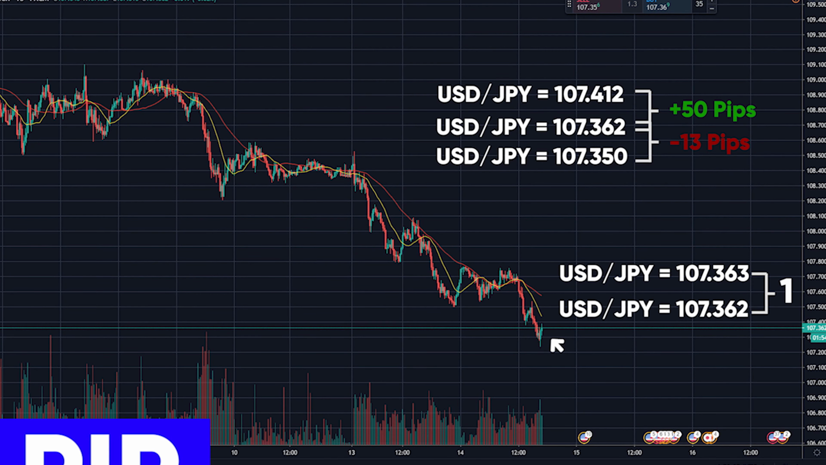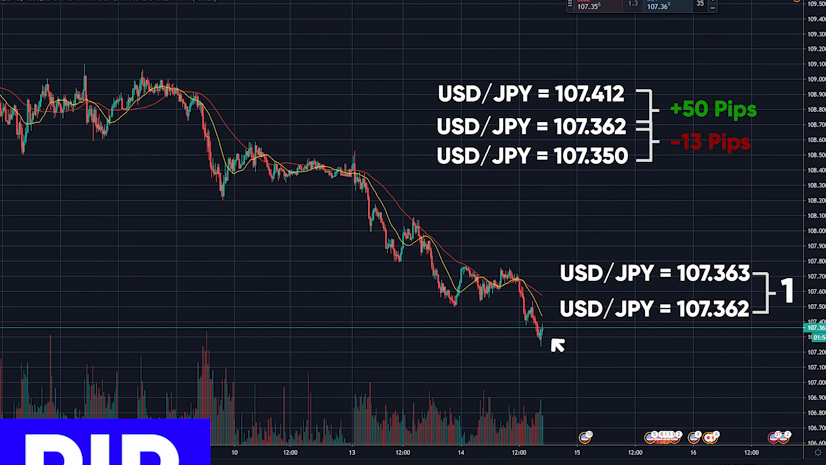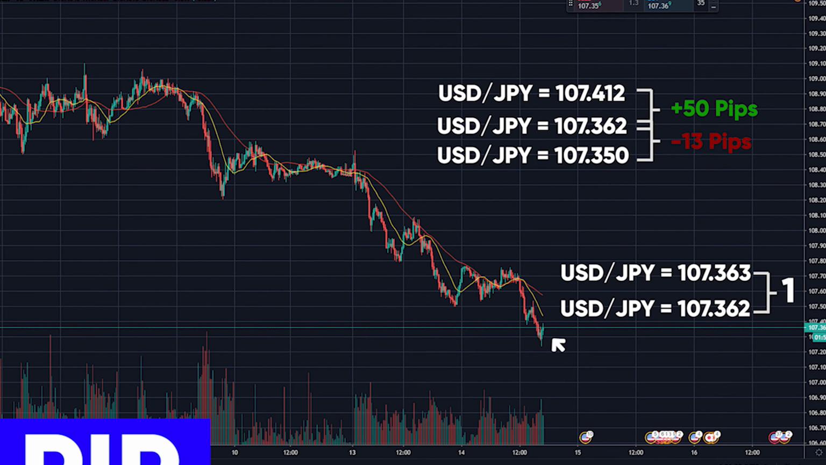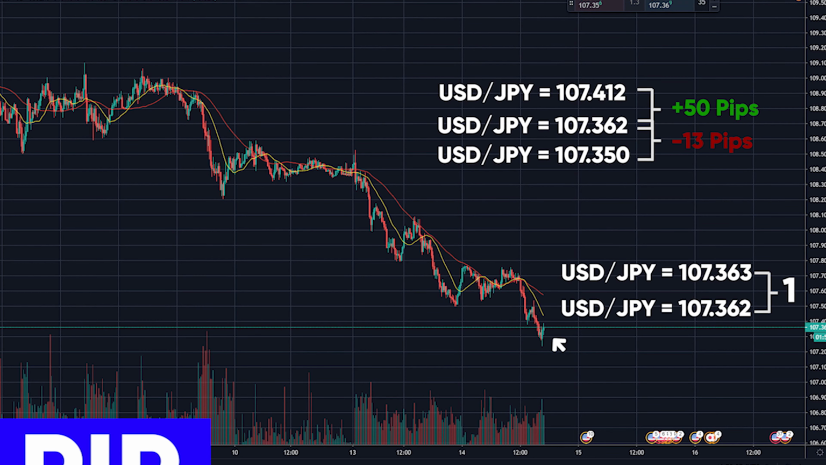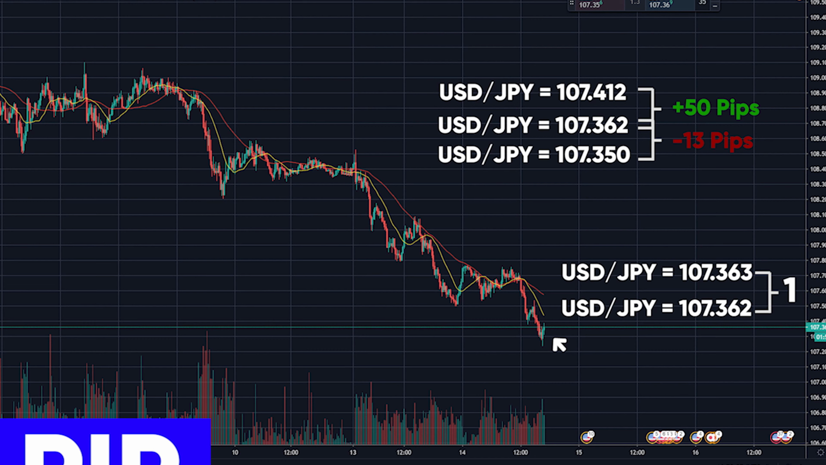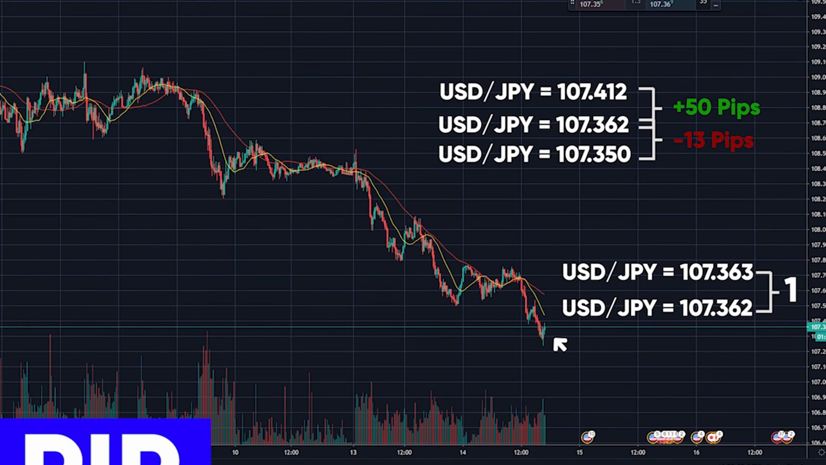So, in order to calculate profits, taking only pips for now into consideration, we're going to say, for example, a 1 pip increase in that currency pair would be 107.363. So it went from 0.362 to 0.363. And if we plan to enter that trade at the 0.362, the trade profit or loss would increase by 1 pip, since it moved from 0.362 to 0.363.